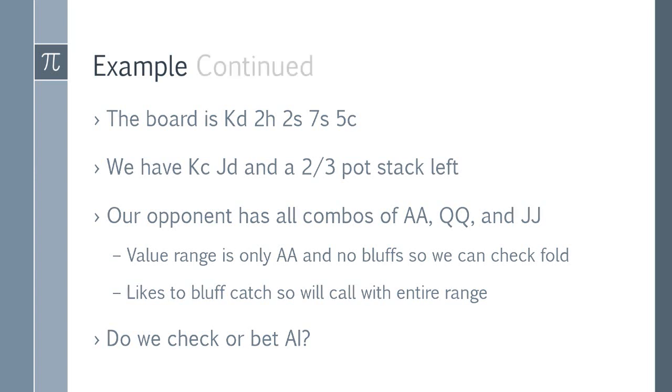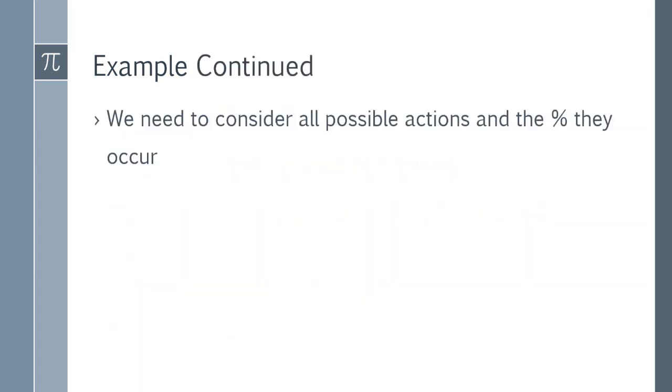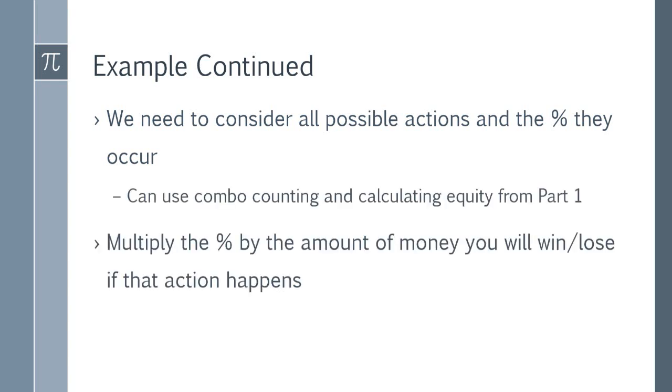And so now I'm going to show you the answers. So if you haven't paused it already, you've missed your chance. So the first thing we can do is we can say, well, with pocket pairs, there's 6 combos of aces, 6 combos of queens, and 3 combos of jacks because we hold a jack, so we block that a little bit. So there's 6 combos that beat us and 9 combos that we beat.